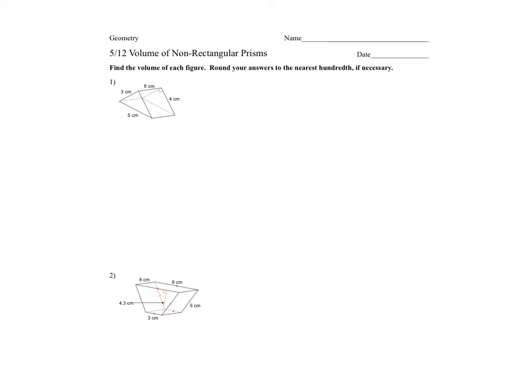Okay, so this morning we're going to find the volume of shapes that are not really normal boxes, that have bases that are odd shapes. Like the first one, the base is a triangle. So the formula for volume of these is the area of the base times the height.